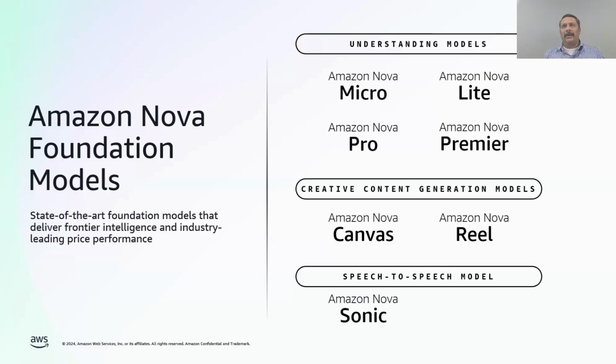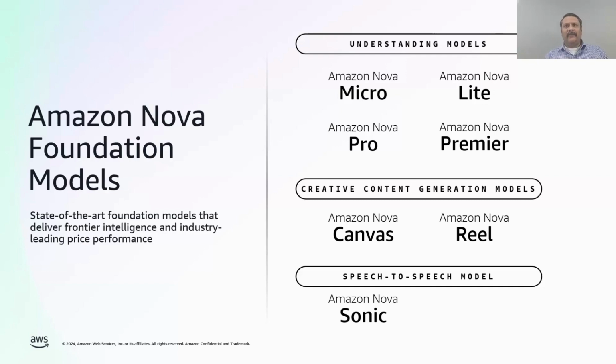Then we have Amazon Nova Pro, which is a highly capable multi-modal model with the best combination of accuracy, speed, and cost for a wide range of tasks. And then we have Amazon Nova Premier, which is our most capable multi-modal model for complex reasoning tasks. This could be an ideal candidate for building agentic solutions.